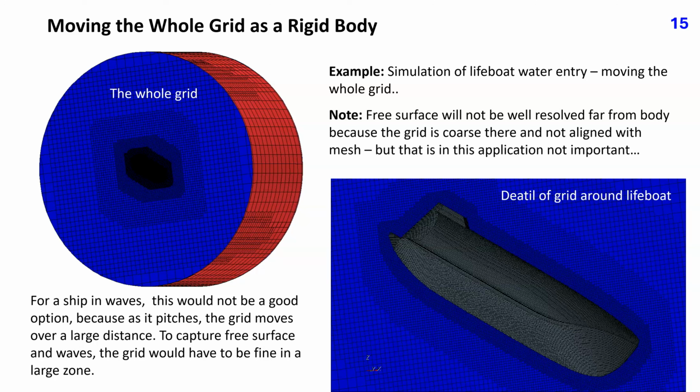If waves were propagating along free surface, this approach would only work well if the grid was fine enough to resolve the wave propagation at all times, which would require a fine grid in the whole zone below the lifeboat. This would also not be a good option for a ship in waves because as it pitches, the grid at larger distance moves over a wider zone, and to capture the free surface and waves, the grid will have to be fine in a larger region.